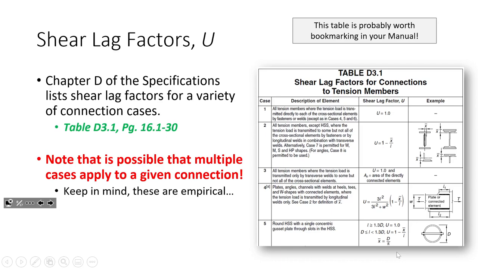So this case 2 expression is sort of the jack-of-all-trades equation that ends up applying to just about every problem, but there are some expressions that may also fit the data. So what you end up doing for a given problem is you end up applying both cases, if you will, and you take the governing value. And so we'll look at some examples of that here in a bit.